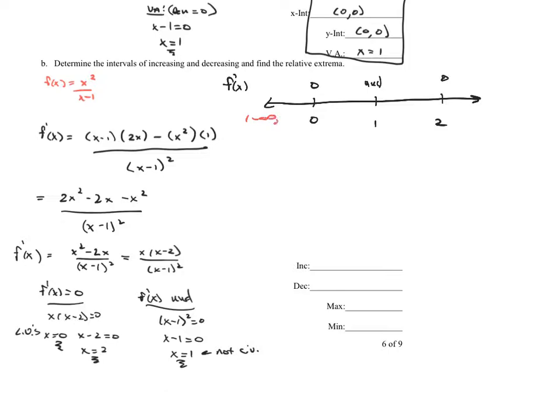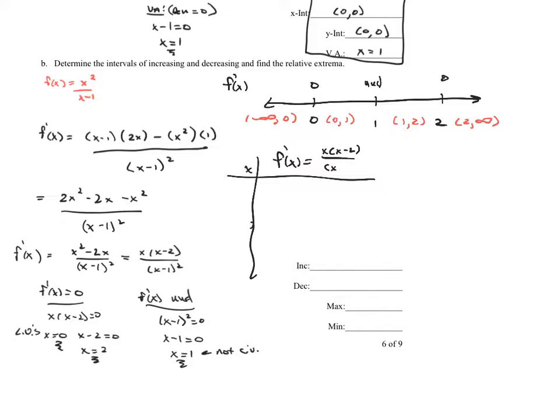So my first interval is negative infinity to 0. I have an interval from 0 to 1, one from 1 to 2, and another interval from 2 to infinity. I need to test one number from each interval. Again, my favorite to plug into is the factored form, x times x minus 2 over x minus 1 squared. I'm plugging it into that first derivative.